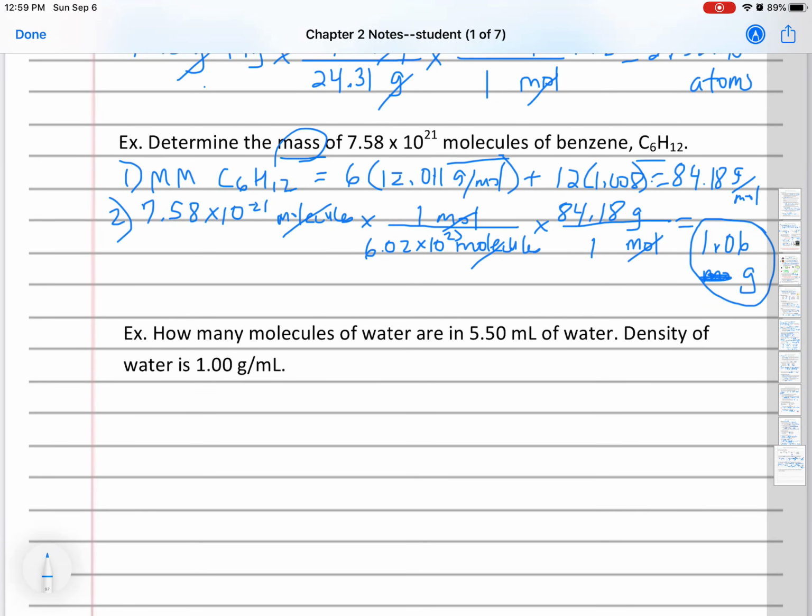And one more practice problem. Maybe pause the video, see if you can do it yourself, and check. It says, how many molecules of water are in 5.50 milliliters of water? And it tells us the density of water is 1 gram per mil. So let's do this in that stepwise fashion. Let's write out all the equivalencies that we actually need.